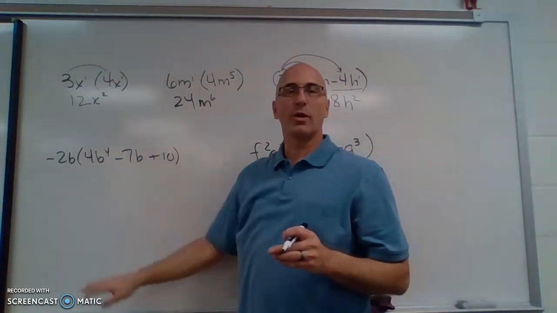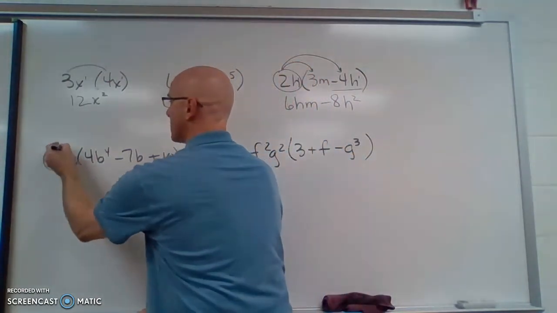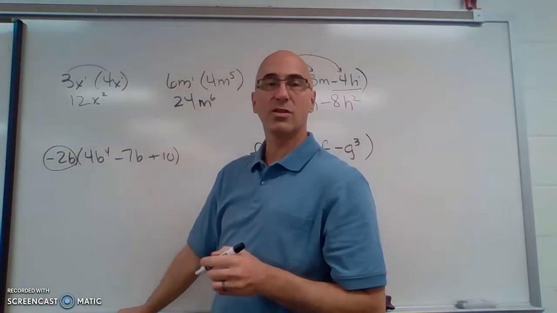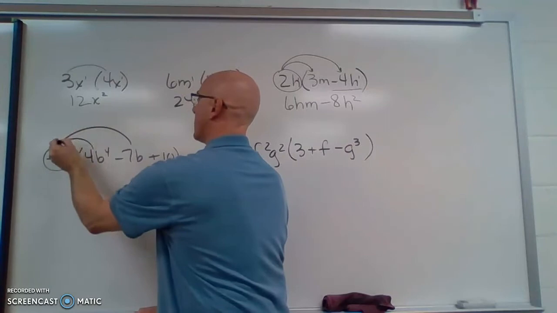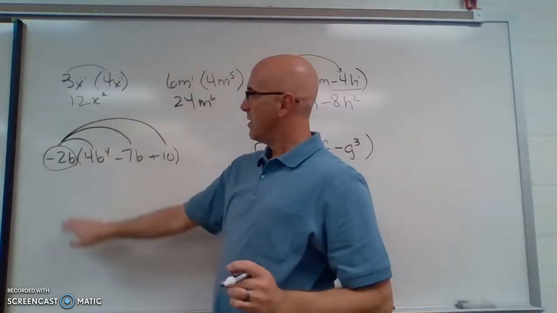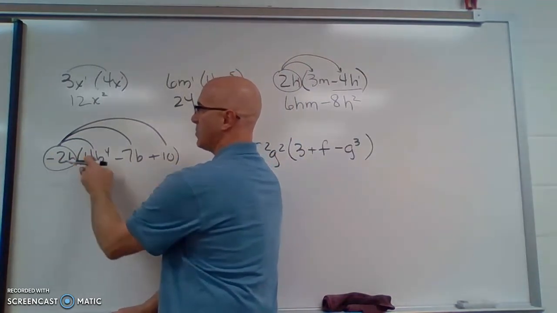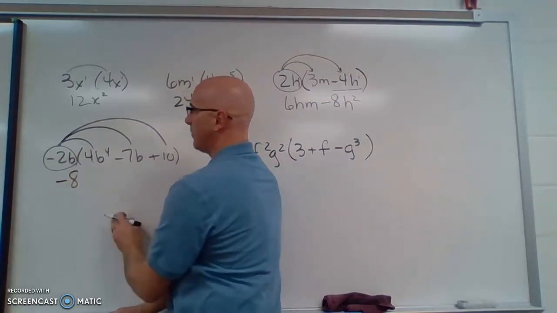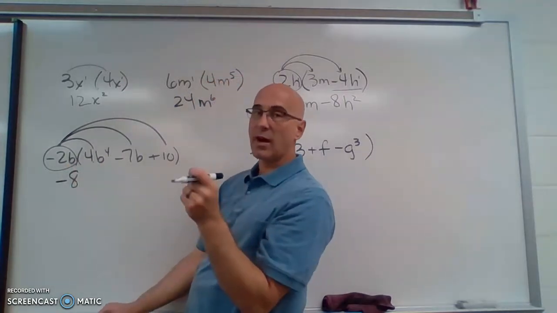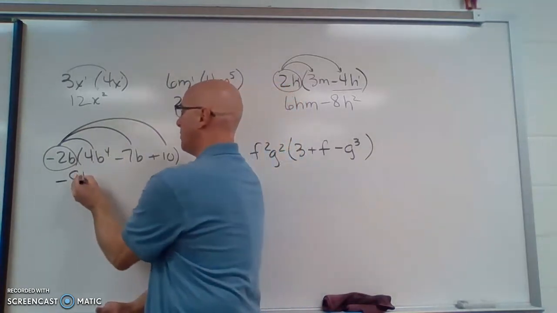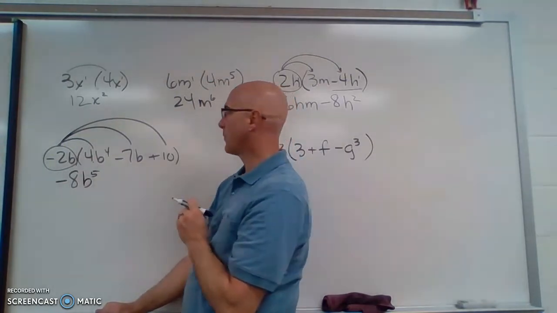Let's look at a monomial times a trinomial. We are going to take this entire monomial and distribute it to each term inside the polynomial. There, to there, and to there. So let's do the first one. We can multiply the coefficients. Negative 2 times 4, that's negative 8. Then we have b and b to the 4th. It's the same letter, so we can combine. This is a 1 and a 4, so we get b to the 5th.